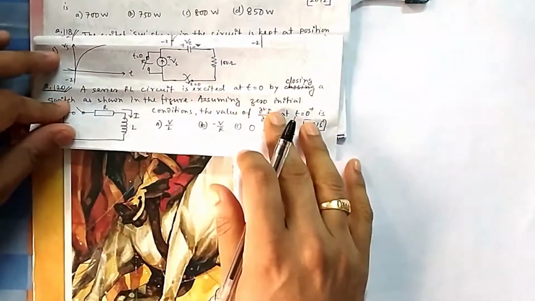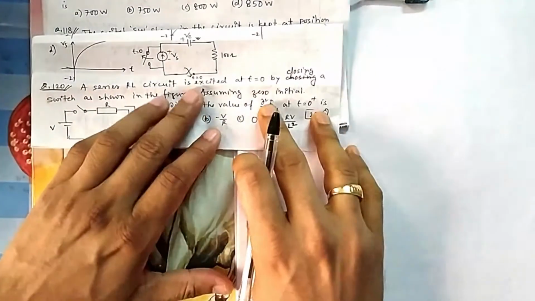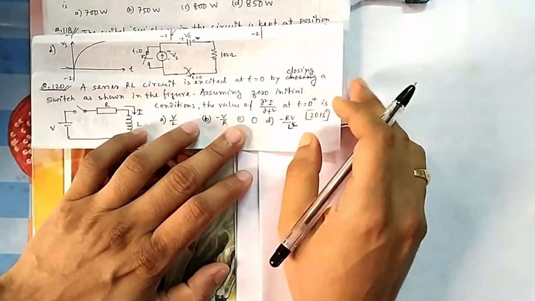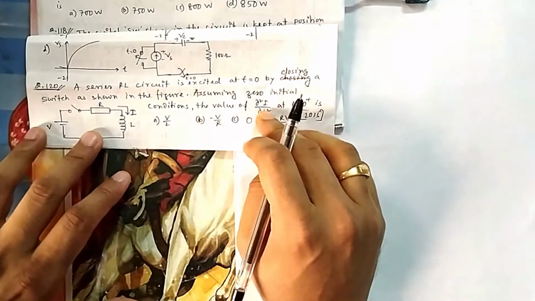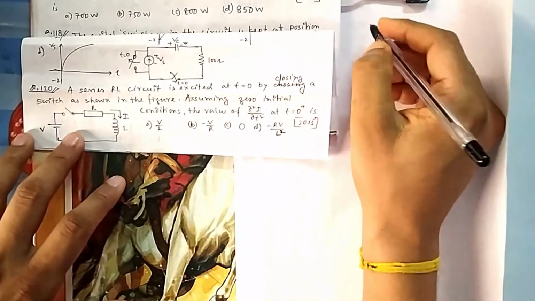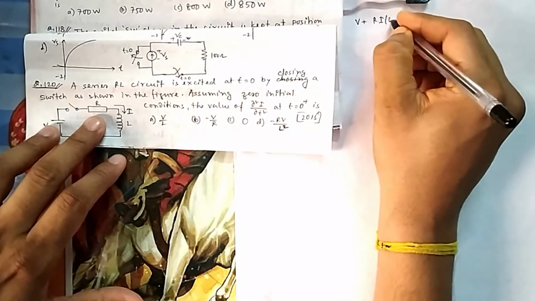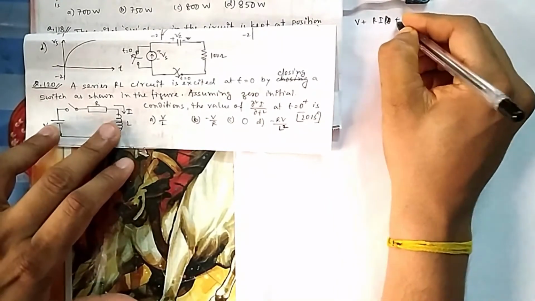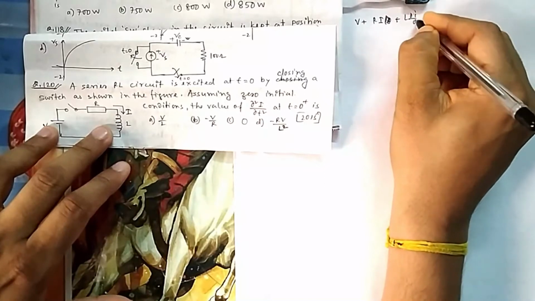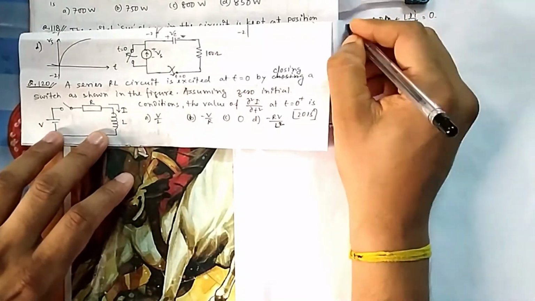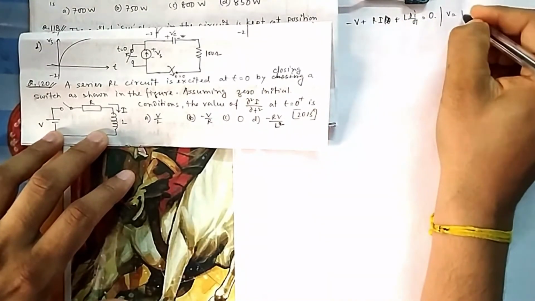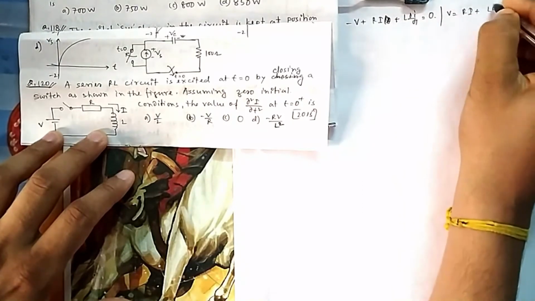The series RL circuit is excited by closing this switch in the figure, assuming zero initial condition. You need to find d square i by dt square. For that, obviously you have to write a differential equation, otherwise you will not find it. So if I write the differential equation, it is V equals Ri plus L di by dt.